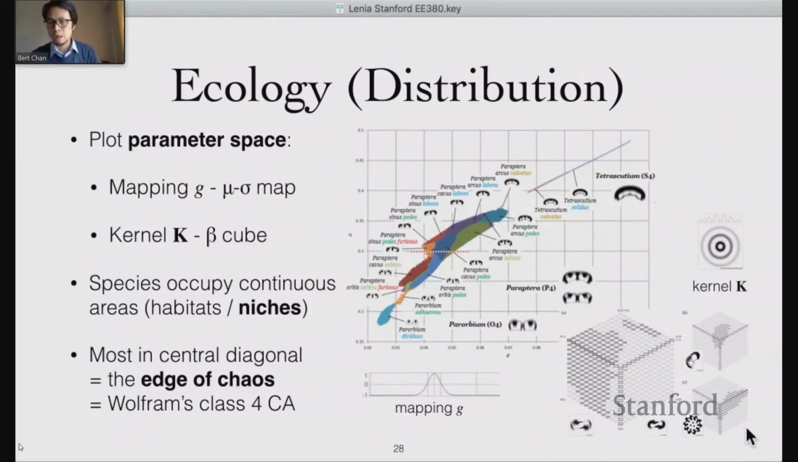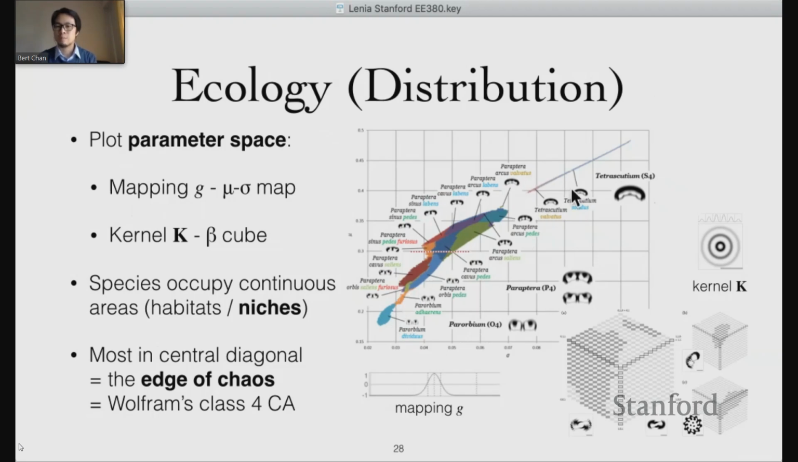We can talk about the geography or ecology of Lenia. For different life forms, they have different values of mu and sigma. That is, they are the parameters of the mapping function G. So if we try to plot these values in a parameter space, we will get a map. You can see the map here with colors and with the shape of the life forms. It shows that each species occupies a continuous area in the parameter space. And I call these areas habitats or niches.